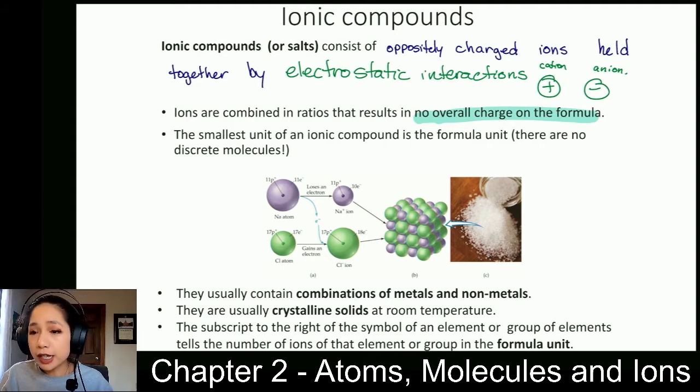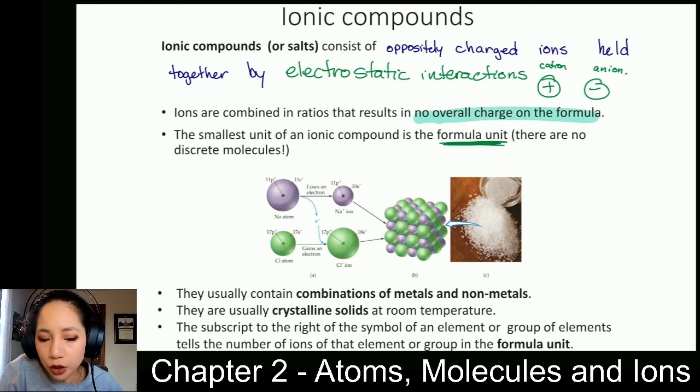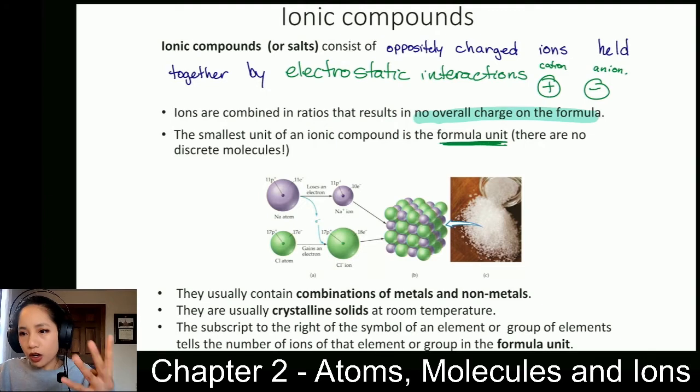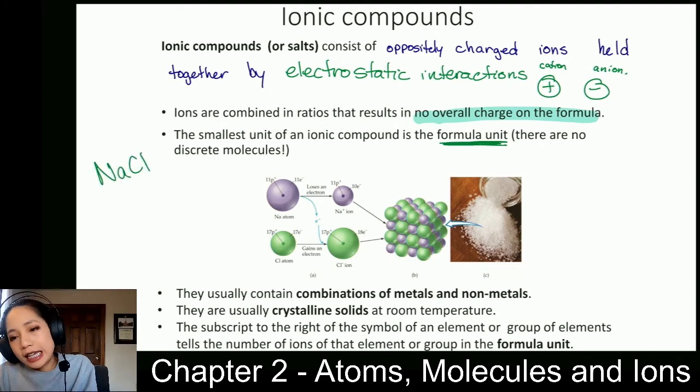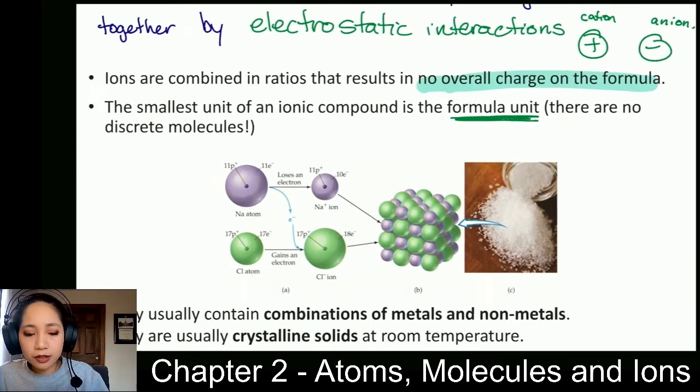All right, some other things about ionic compounds. The unit that you actually write in the formula of that ionic compound, we oftentimes call the formula unit. The reason we call it this: if I write out NaCl, I can't just pick up one NaCl molecule, because ionic compounds exist as a network of sodium cations and chloride anions, kind of like in this picture here.